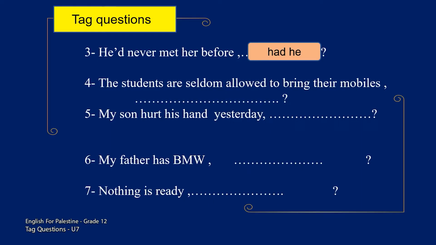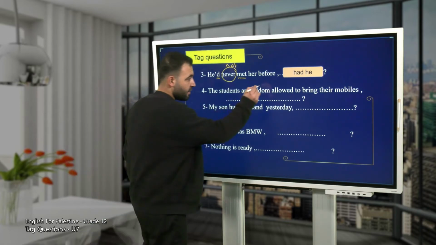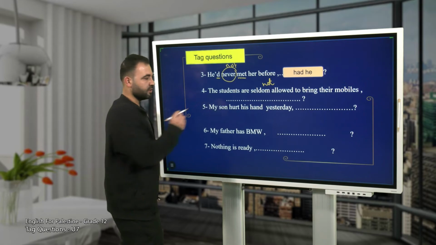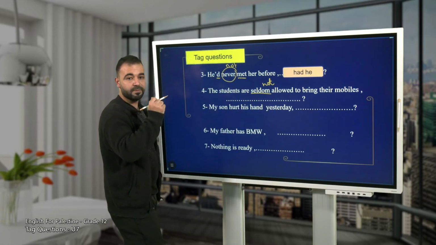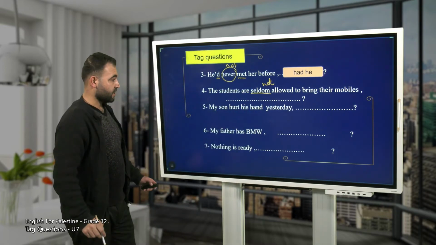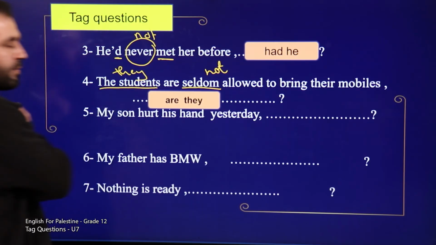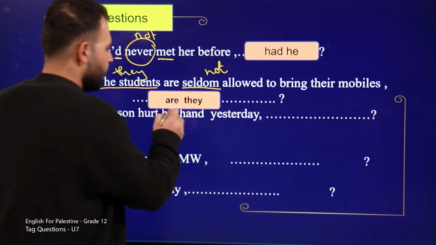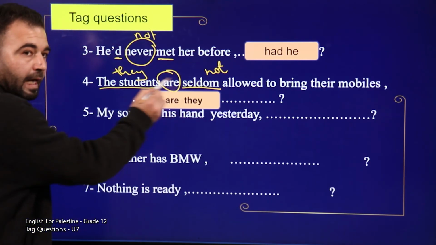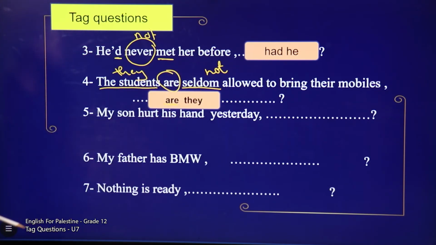Number 4. The students are seldom allowed to bring their mobiles. The students are seldom. Seldom also means not, so it's a negative statement. So let's see the correct question for this one. Are they? The pronoun they stands for students. And are seldom, are not. It's negative. We here put it in the positive form.